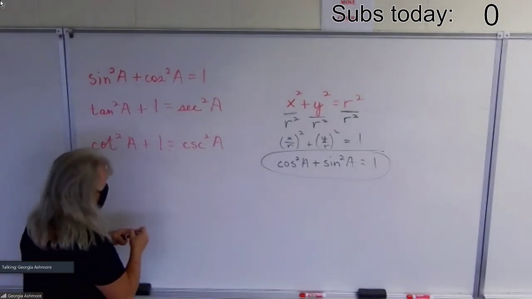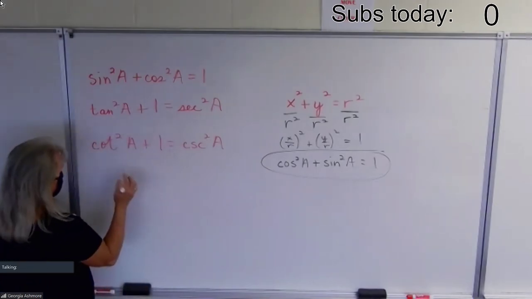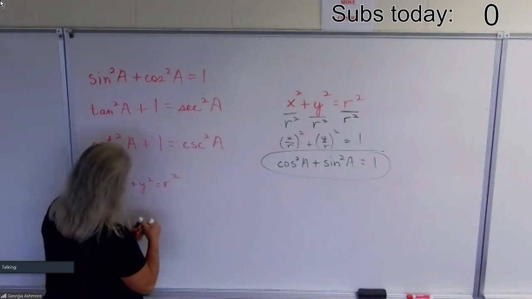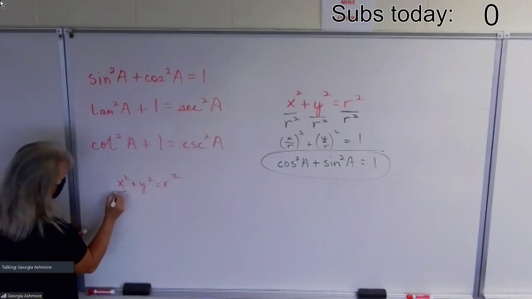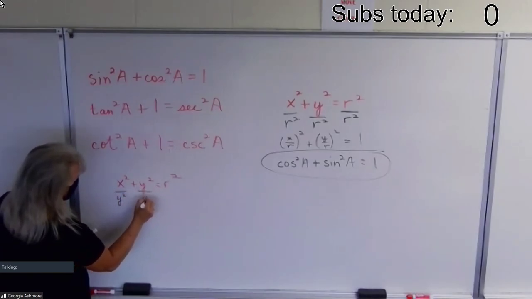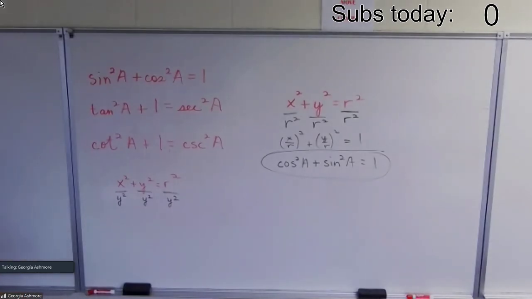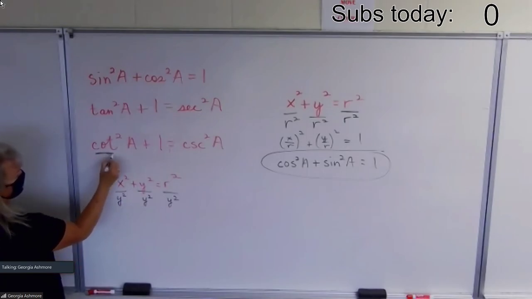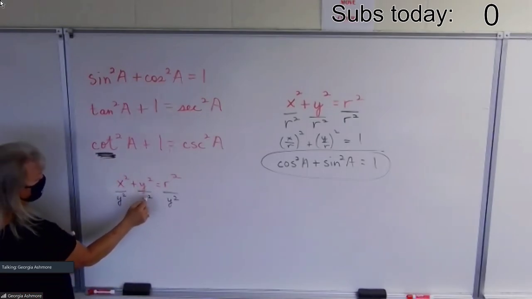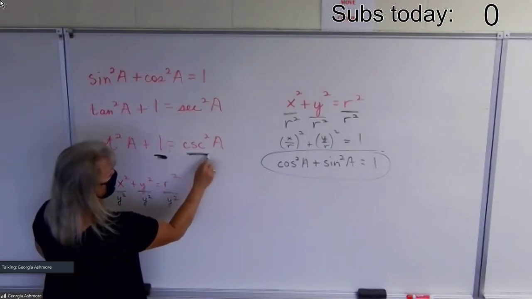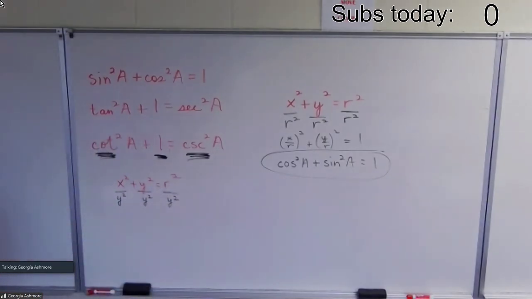I'm going to get another one by dividing through by y squared. That's great. This is called deriving them. I'm not going to derive all of our formulas because some of them are just easier to memorize. This one was easy to derive, so it helped with memorization. X over y is cotan. Y squared over y squared is 1. R over y is cosecant squared. So make sure you have those squares on it.